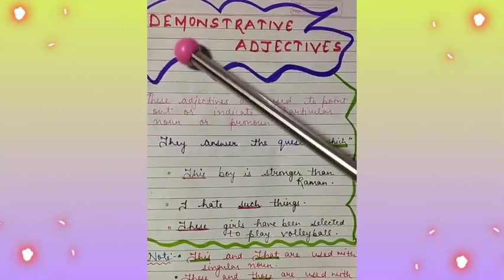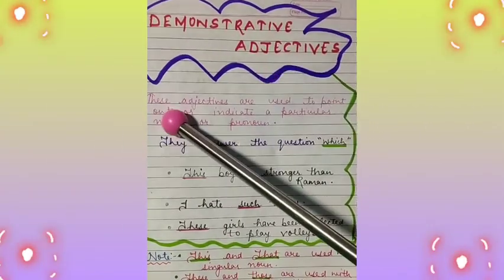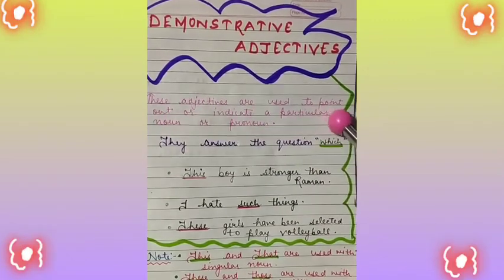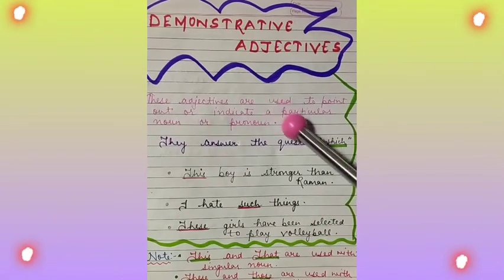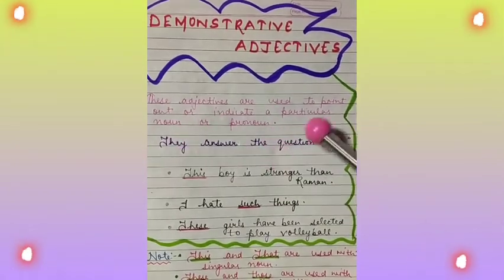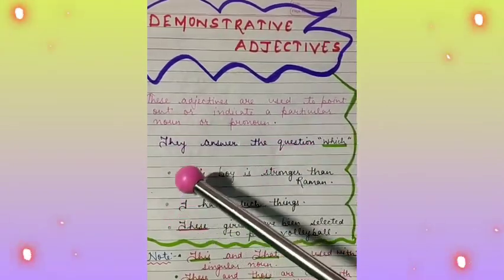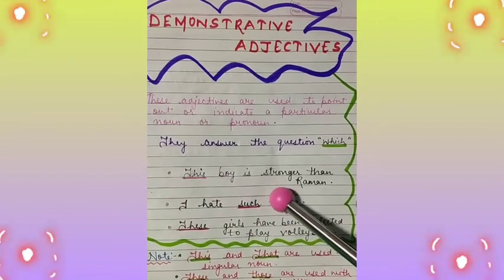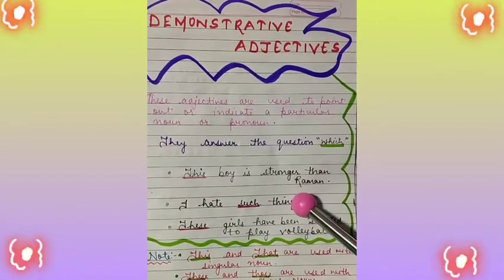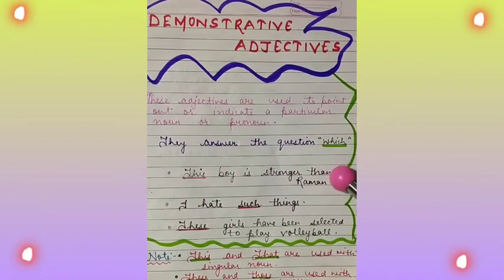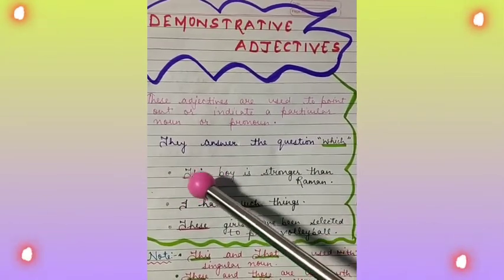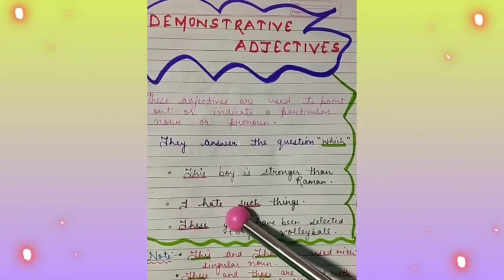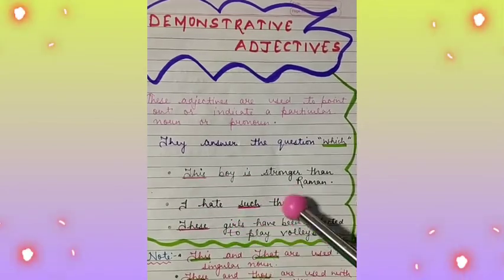Next kind is demonstrative adjectives. These adjectives are used to point out or indicate a particular noun or pronoun. They answer the question which. For example, this boy is stronger than Raman. So which boy is stronger than Raman? This boy. So we are pointing at the person close to you. I hate such things. Which kind of things?